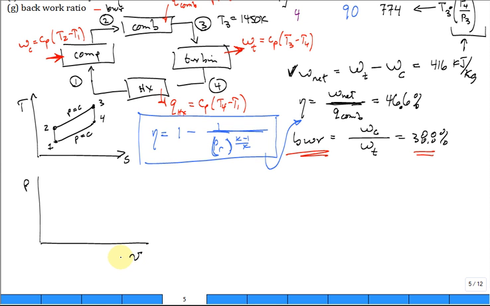It's good to plot both of them. You have only two pressure lines, high and low. The combustor is at the high pressure, and the other heat exchanger right here is at low pressure. This is the pressure low. This is pressure high. So pressure at state 2 is equal to pressure at state 3. It's high pressure. Pressure at state 1 is equal to the pressure at state 4. That's the low pressure.